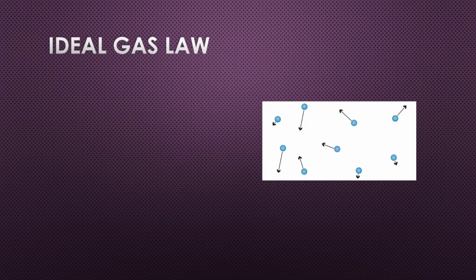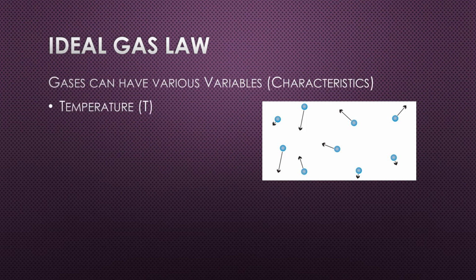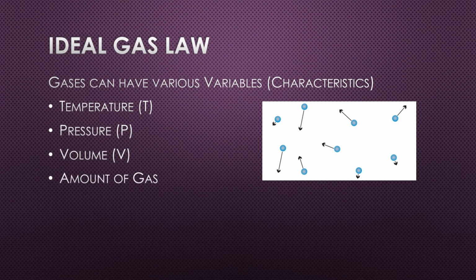Now, gases have four different variables or characteristics, we can call them. The first variable is temperature, which is represented by T. The second is pressure, how much pressure we are applying, which is represented by P. The third is volume, how much space those gas particles are occupying, which is represented by V. And finally, the amount of gas, which is represented by this lowercase letter n. Now, this is also called mole.